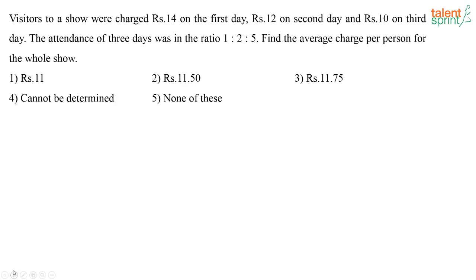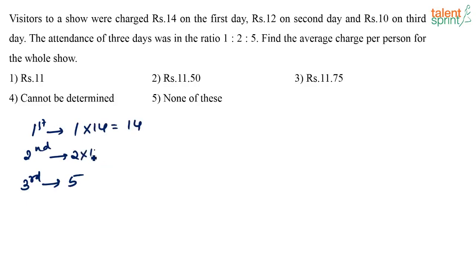They have given that the attendance of the 3 days was in the ratio 1:2:5. So, you just assume on the first day 1 person went. On the second day, let's say 2 people went. On the third day, let's say 5 people went. Okay. Now, on the first day, what is the amount collected? 1 into 14, that is 14. On the second day, how much amount is collected? 2 into 12, that is 24. On the third day, how much amount is collected? 5 into 10, that is 50.